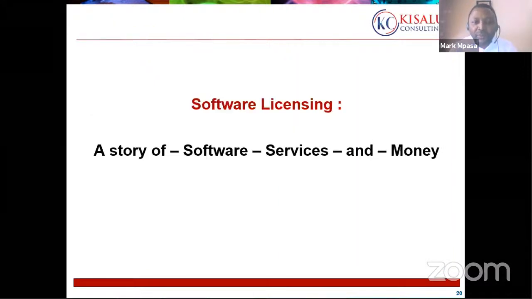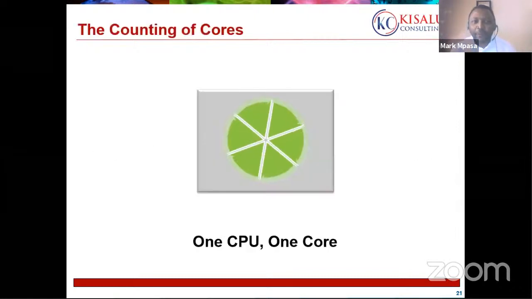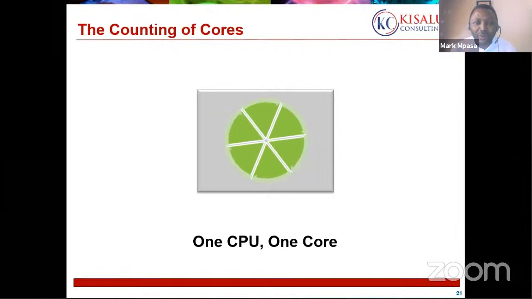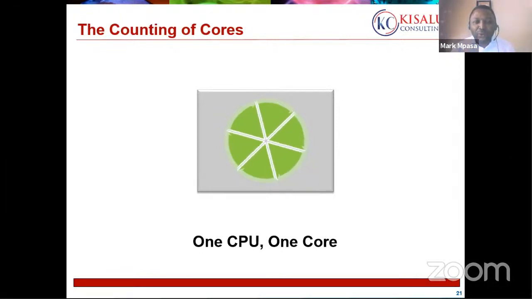So the story of software licensing is a story of software, services, and money. As part of understanding where we're going with the PVU, we want to know how to count those cores.